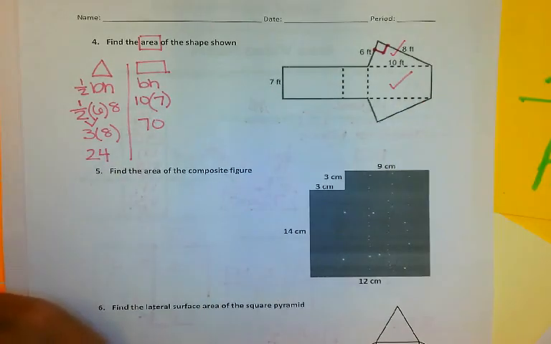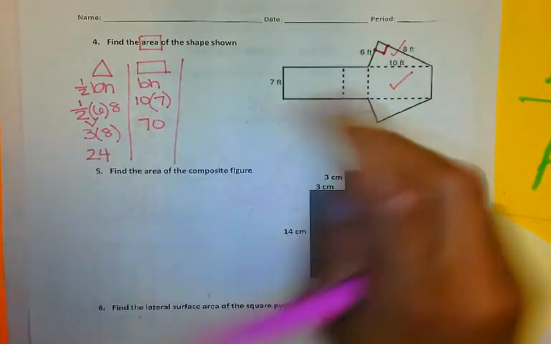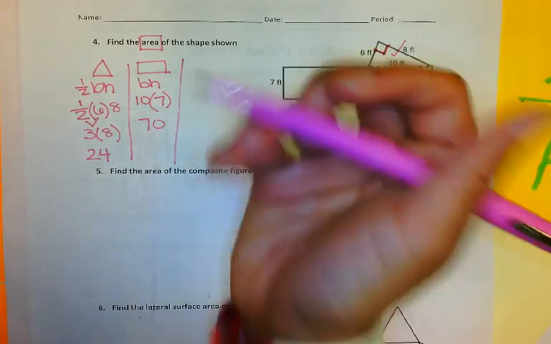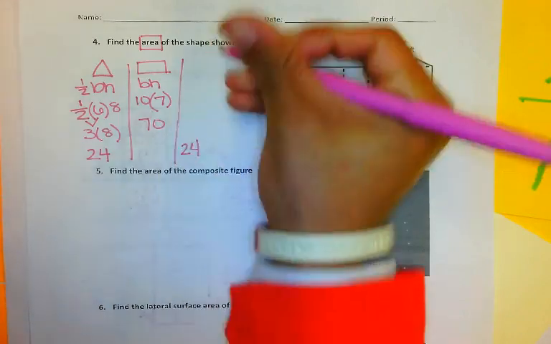Check. Next one. Let's do this one. Oh wait, look, that's like that. Like that's the same thing. Okay, well I'm just going to rewrite 24 again. Check.